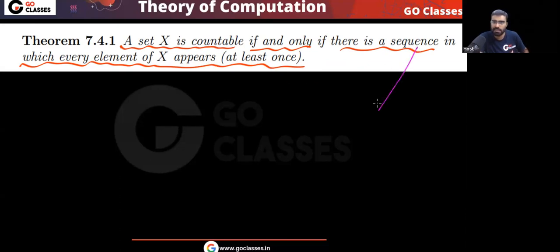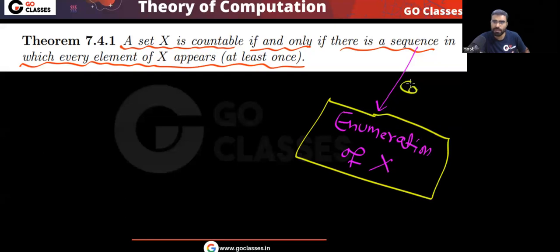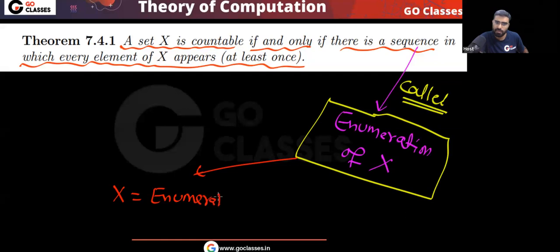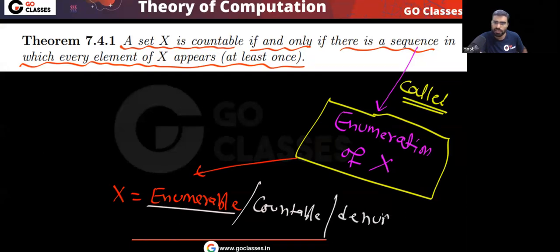And remember, this type of sequence will be called an enumeration of X. And this X will be called enumerable. You can call it enumerable, or countable, or denumerable. All these are different names for the same thing. Is this clear?